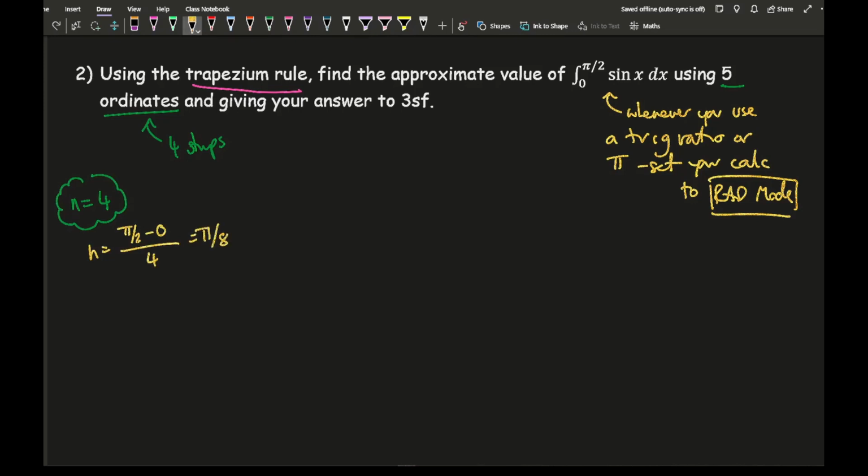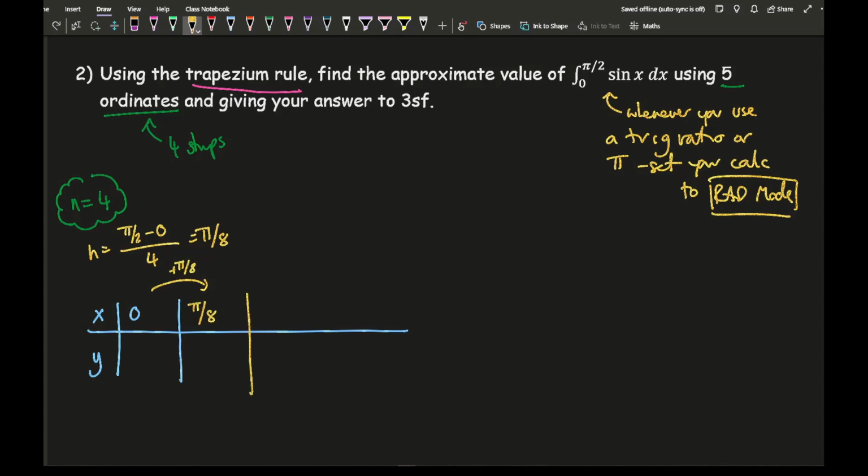Now that comes in handy when it comes to drawing my table. So if I draw my table of values, I've got x and I've got y, and I've got my starting value with 0. Now with h, all I'm going to do is add pi over 8. So then that next one's going to be pi over 8. Add another pi over 8, which gives me 2 pi over 8, which is just pi over 4.